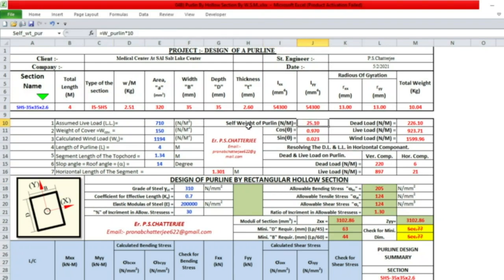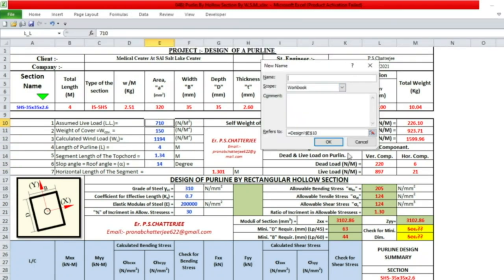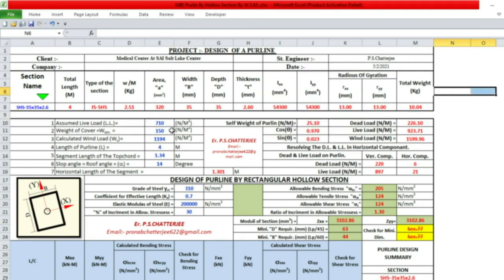Here, W is the self weight of purlin in Newton per meter. Kg per meter into 10 is equal to Newton per meter. Now, we have to provide some names for these. To provide the name, we can use the formula, define name, and provide some name. We have already given the name live load, LL.